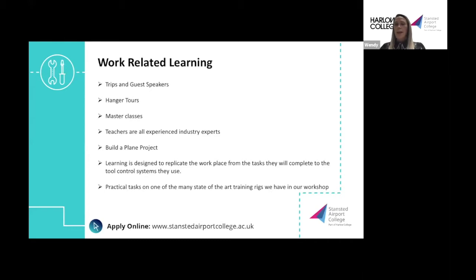Individuals will have the opportunity to get involved in programs and projects throughout the course of their studies. Most recently, some of our learners have been involved in a build a plane project, and they're very close to actually completing that project and us having a fully operating flying aircraft designed by the learners and built by the learners. The learning is designed to replicate the workplace, from the task that they will complete to the tool control systems that they use. We really are preparing young people for the workplace or for university. Next slide, please.